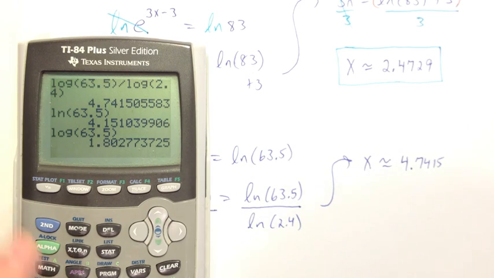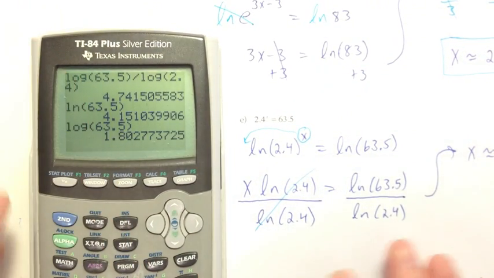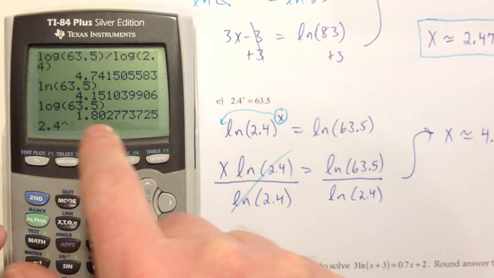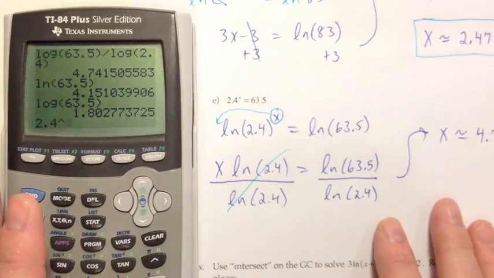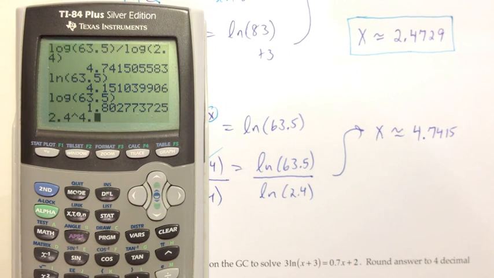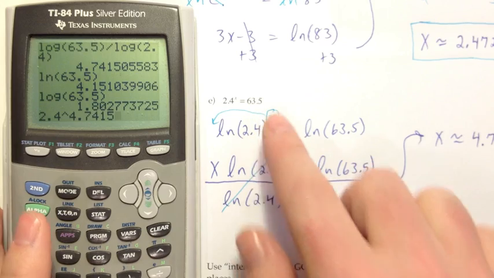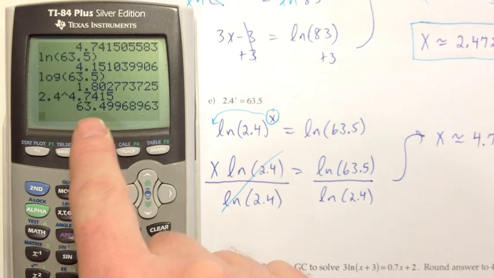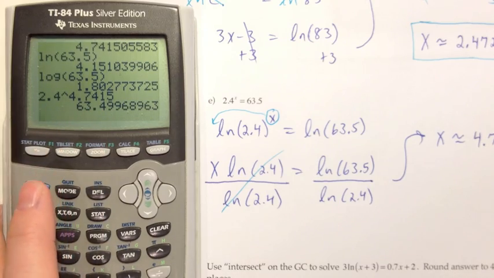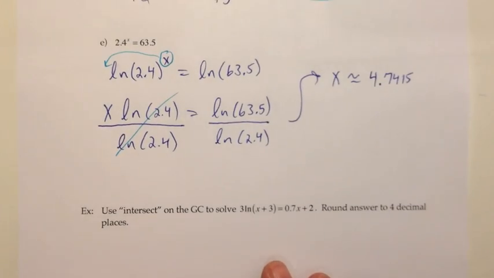It'll still work out. And speaking of working out, let's just verify that it in fact did work out. So 2.4 is my left side. Raise that to my answer. So my most recent answer is not the answer to the problem. The answer to the problem was this 4.7415, so let me just enter that in. Now because I'm entering the decimal and not going the whole way, I won't get exactly 63.5. I should just be close. 63.499, that's certainly close to 63.5, so that's just because of the rounding error that was brought in when I went to 4 decimal places.